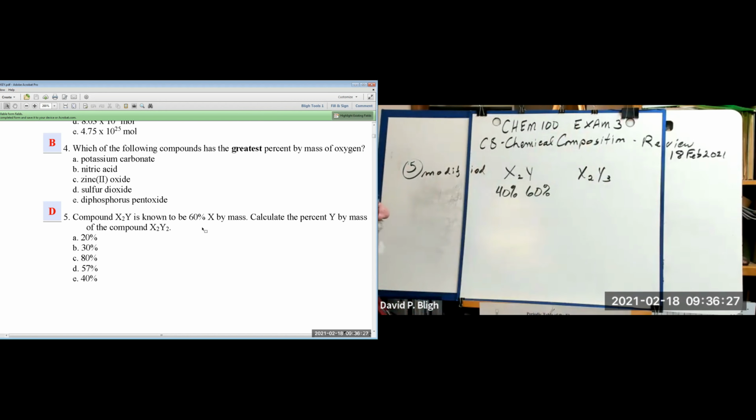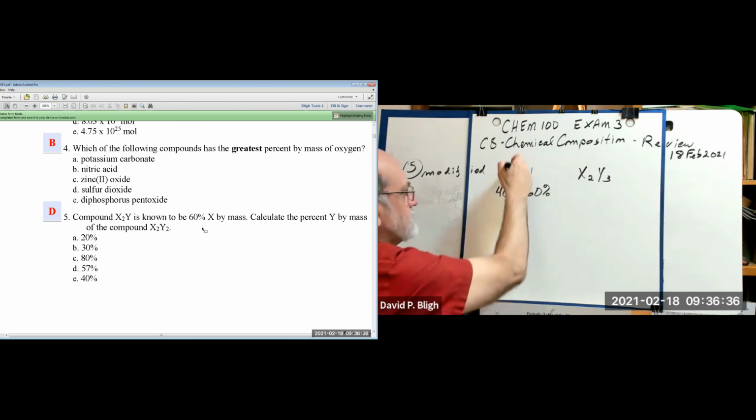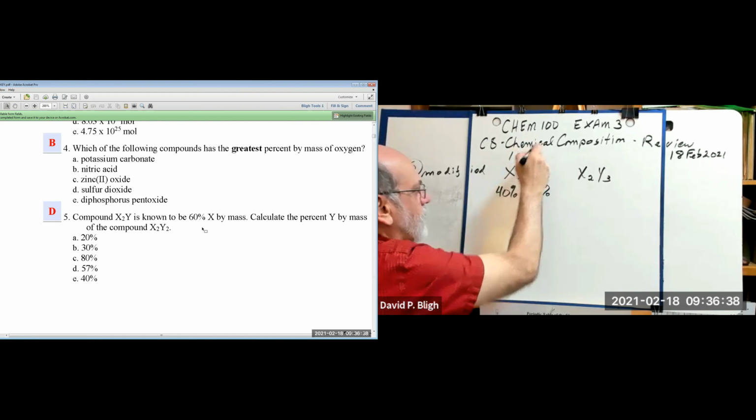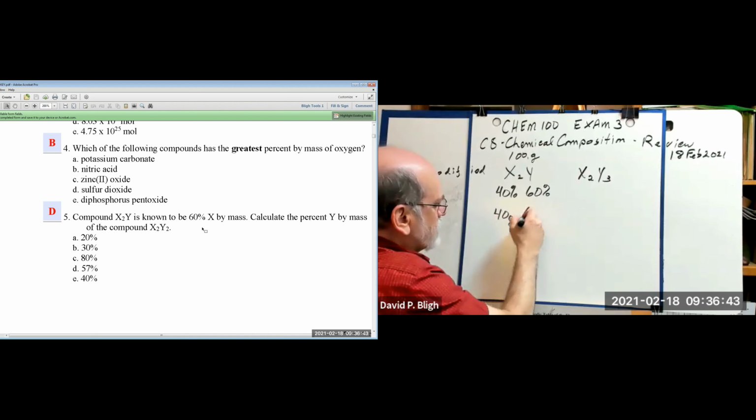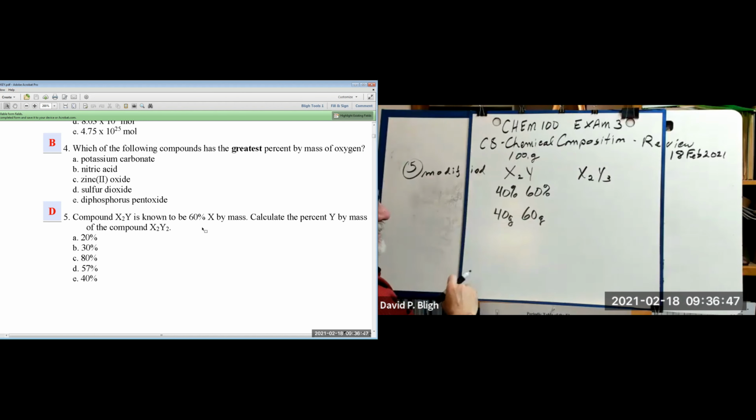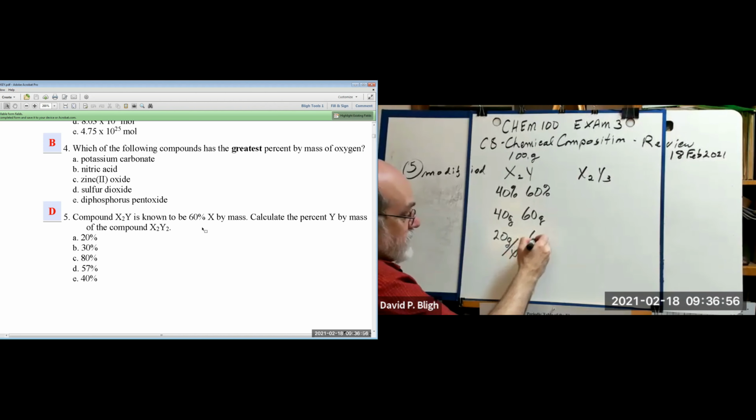There. So, if this is 40% X and 60% Y, suppose we have 100 grams of that compound. Now we have 40 grams of X and 60 grams of Y in the compound. And how much per X? 20 grams per X and 60 grams per Y.